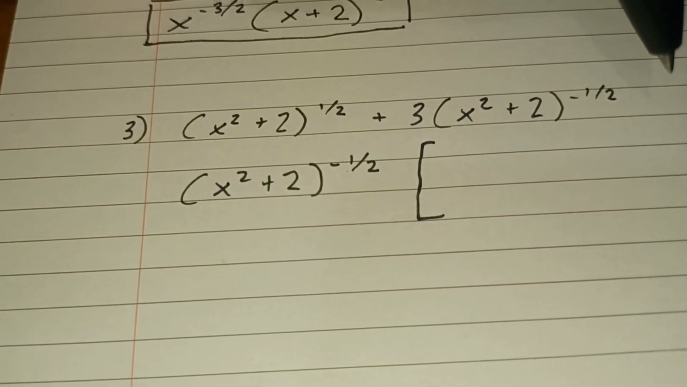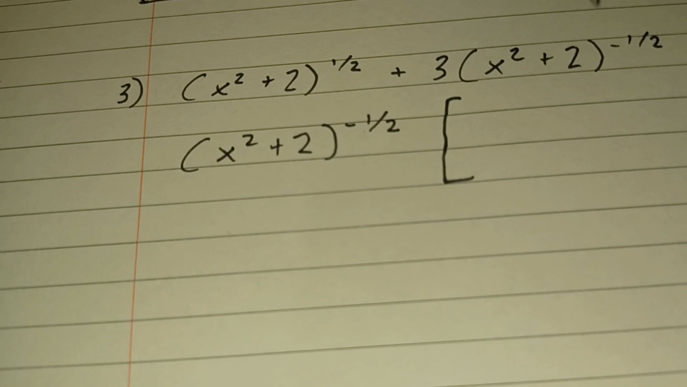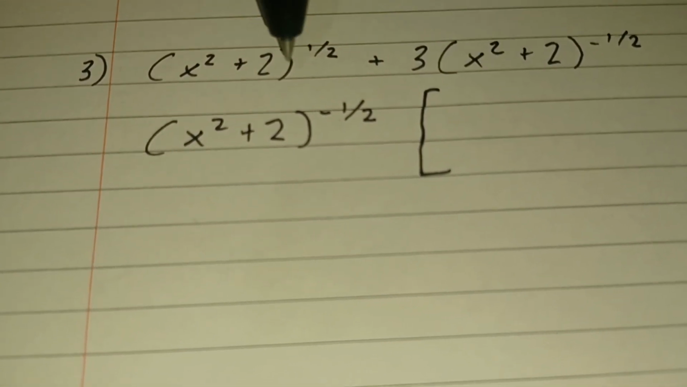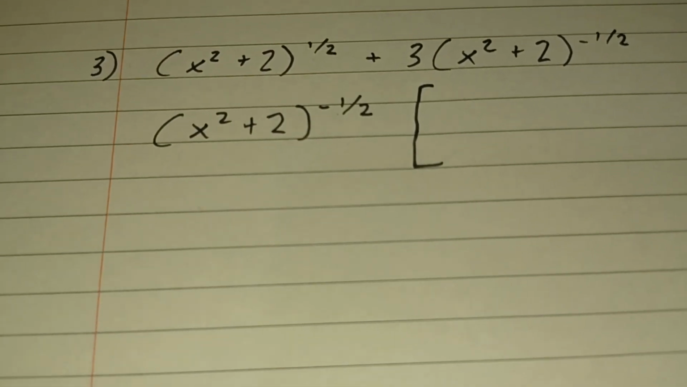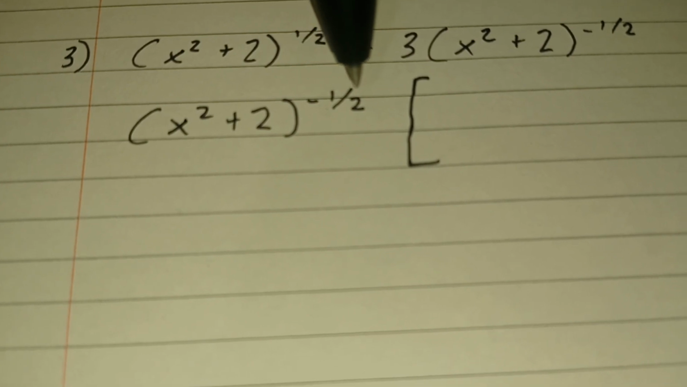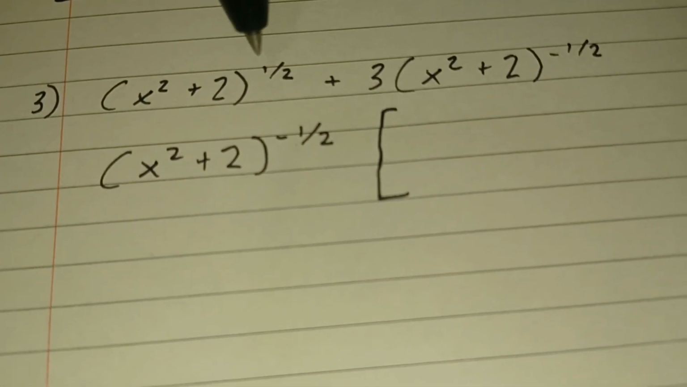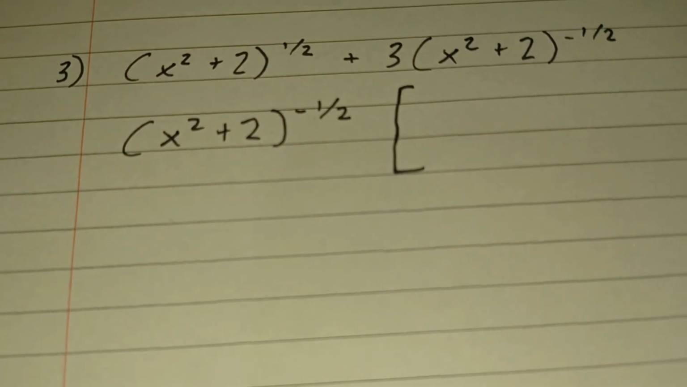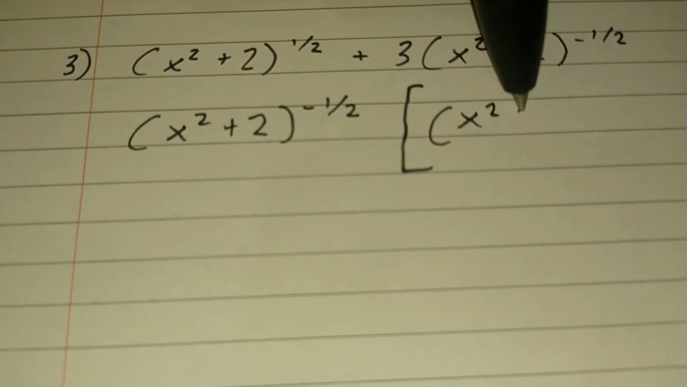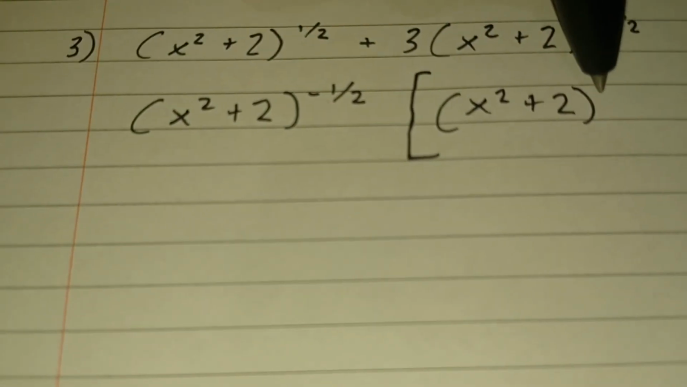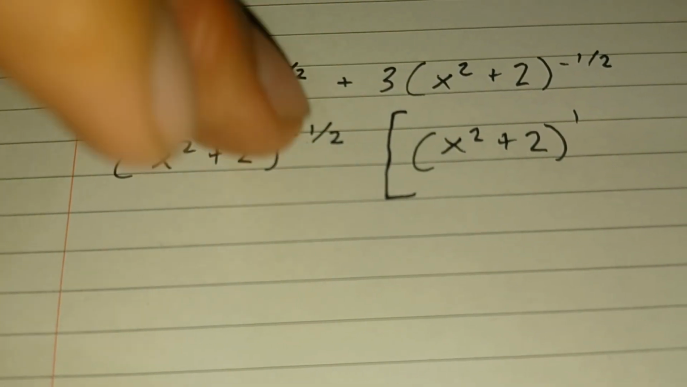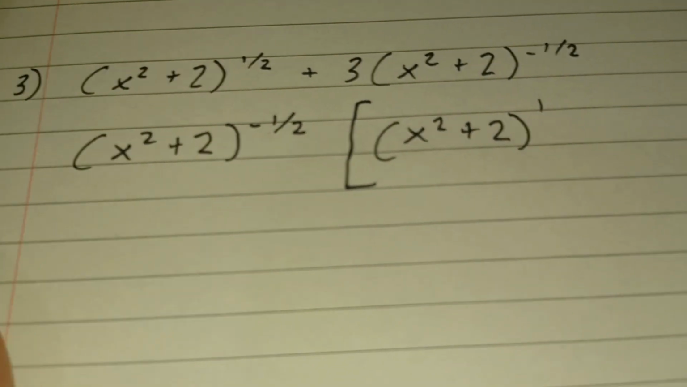And let's see. Okay, so what times what? I mean, this times what will give you this? This will be when you take out a negative 1 half power from the 1 half power up here, you're going to be left with 1. So x to the second power plus 2. There's going to be an imaginary number 1 here, because this times this will give you this. Remember, you add the exponents when we multiply.